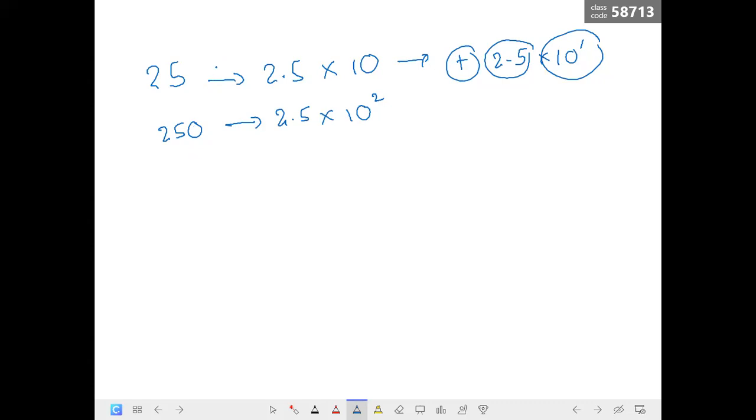Then what we did previously, if we take this example 200, we can write 2 times 100 or 2 times 10 to power 2. We can write it this way.